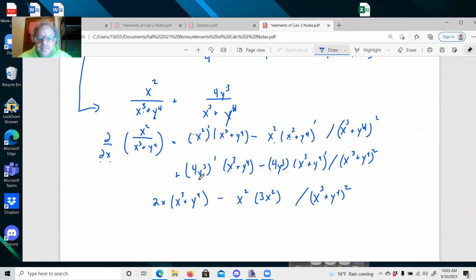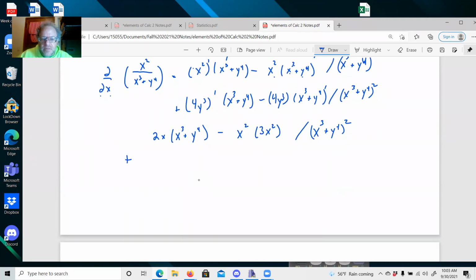Delightful. The next half of this thing, because we're only halfway there, we're taking the derivative with respect to x. What is the derivative of 4y cubed? That's 0. Minus 4y cubed, and then we need the derivative of this part. That's going to be 3x squared. Derivative of y to the 4th, 0. And again, all divided by x cubed plus y to the 4th, squared.